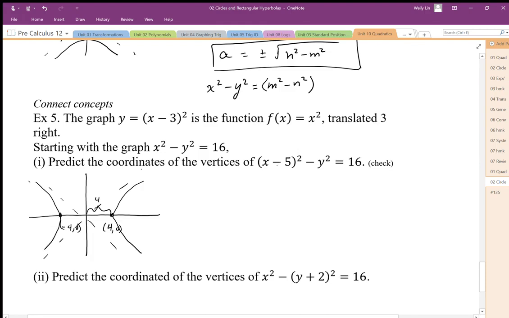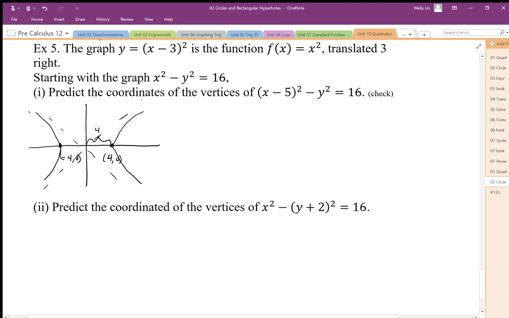What should happen if I replace the x with an x minus 5? Make a prediction, graph it. Same thing here. What would happen to this graph if I replace the y with a y plus 2? Make a prediction, graph it. What will it look like?